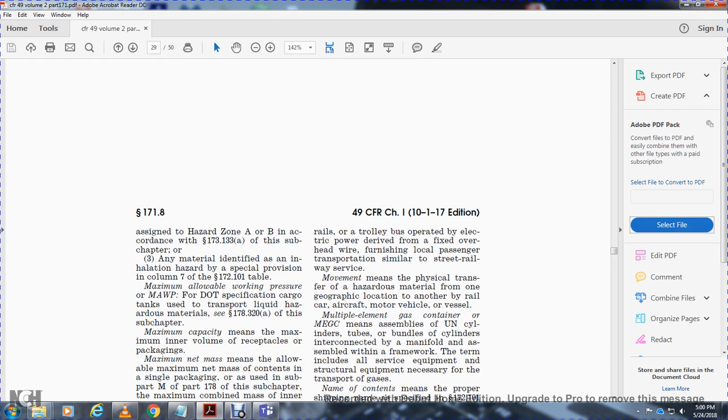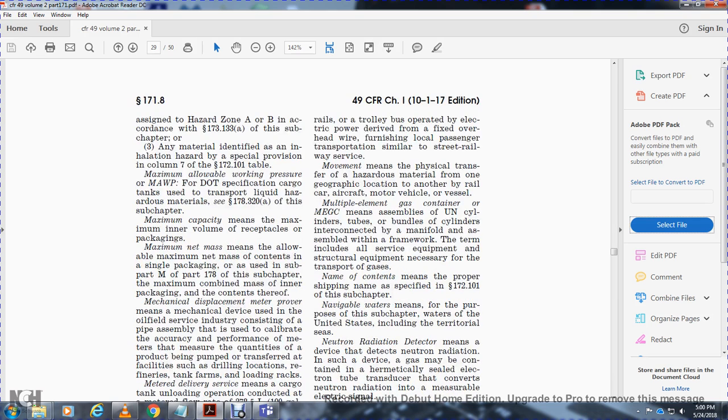Maximum allowable working pressure, MAWP, for a specification cargo tank used for the transfer of liquid hazardous material is defined in 178.320(a) of the subchapter. Maximum capacity means the maximum inner volume of the receptacle of the packaging. Maximum net mass means the maximum allowable net mass of contents for a single packaging unit, in the subchapter M of part 178, and the maximum combined mass of inner packagings and the contents thereof.